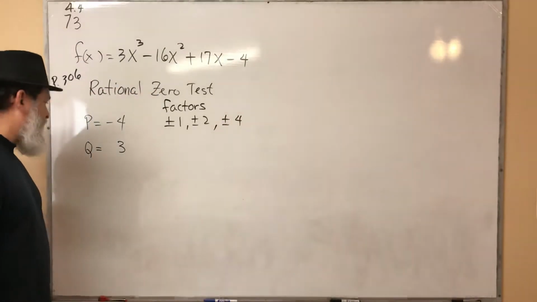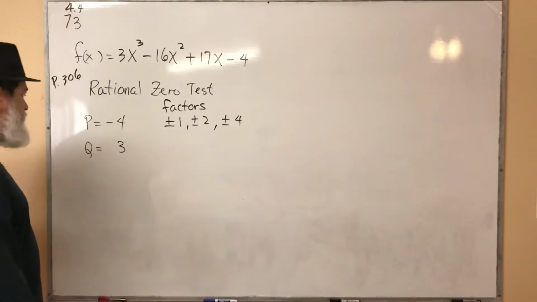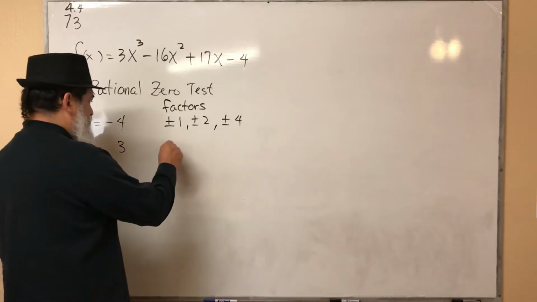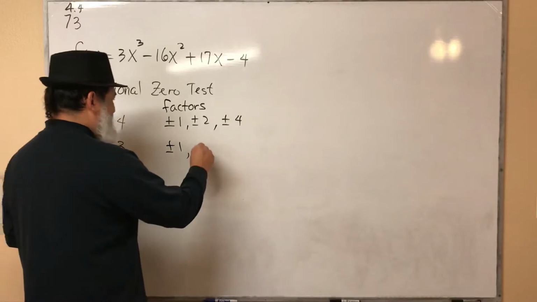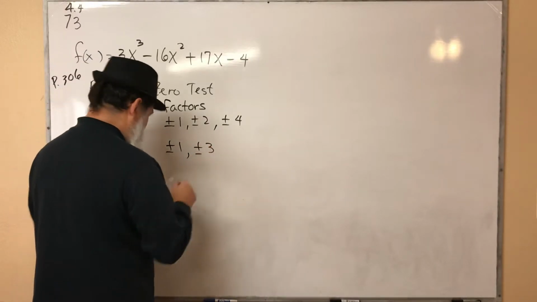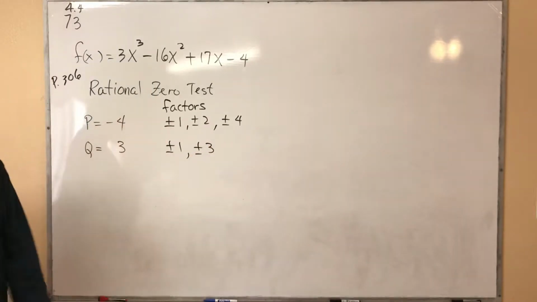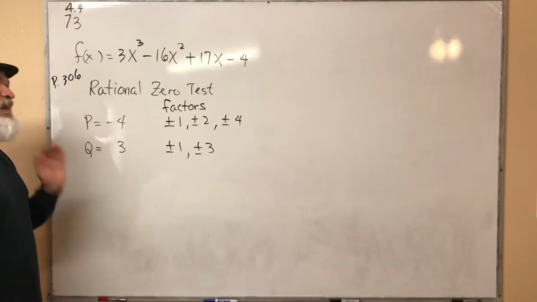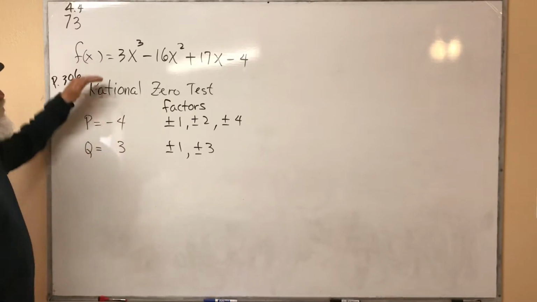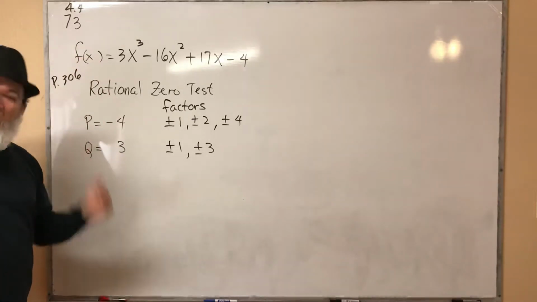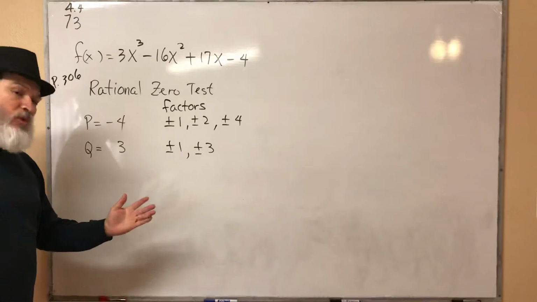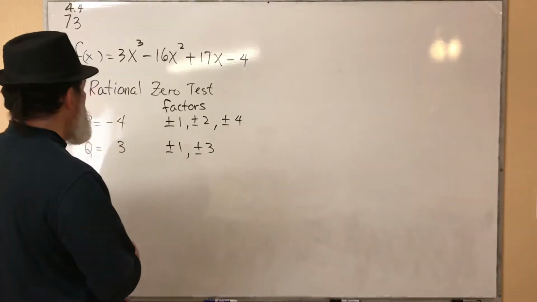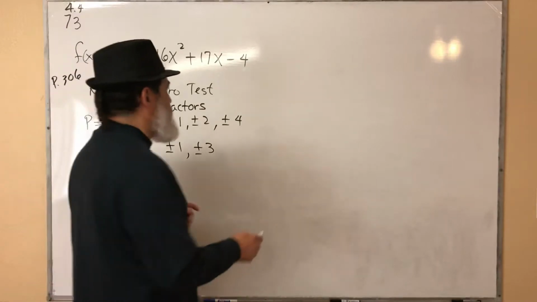What are the possible factors of Q? What goes into 3? Plus minus 1 and plus minus 3. Now, the possible zeros for this function are the following. Here are the possible zeros.